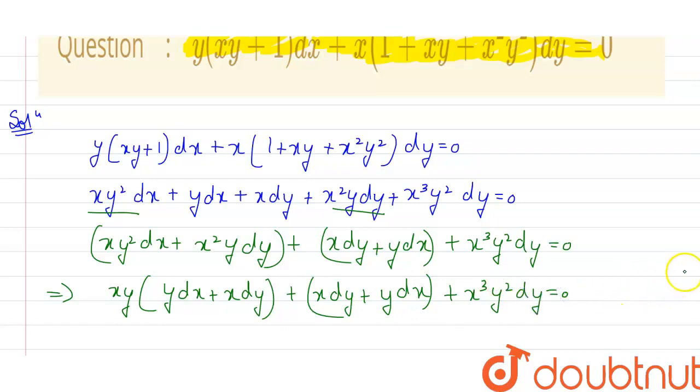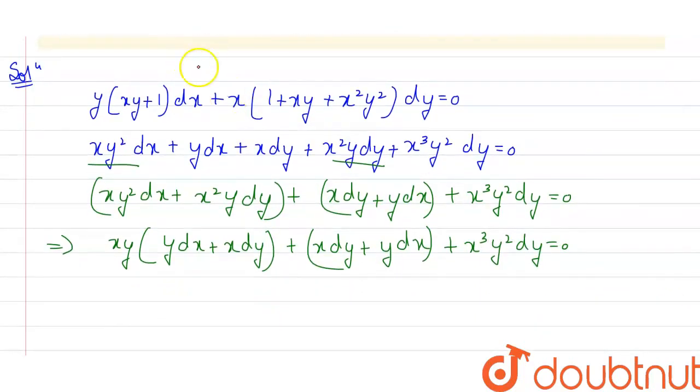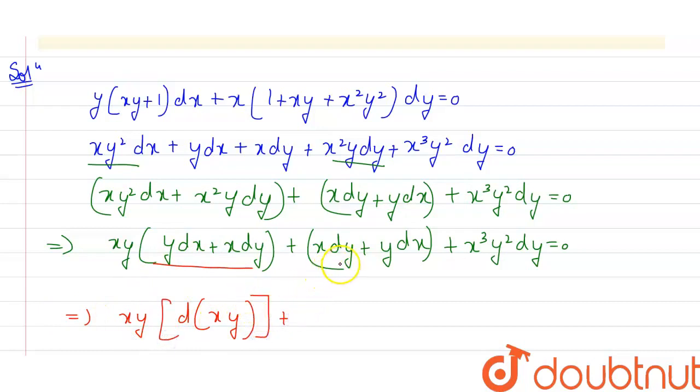First of all, we know that this part, x dy plus y dx, is also written as d(xy), the differentiation of the product xy. So if I differentiate x and y, this is the result we receive. So I can write xy with outer brackets d(xy), and again this part, x dy plus y dx, can also be written as d(xy).